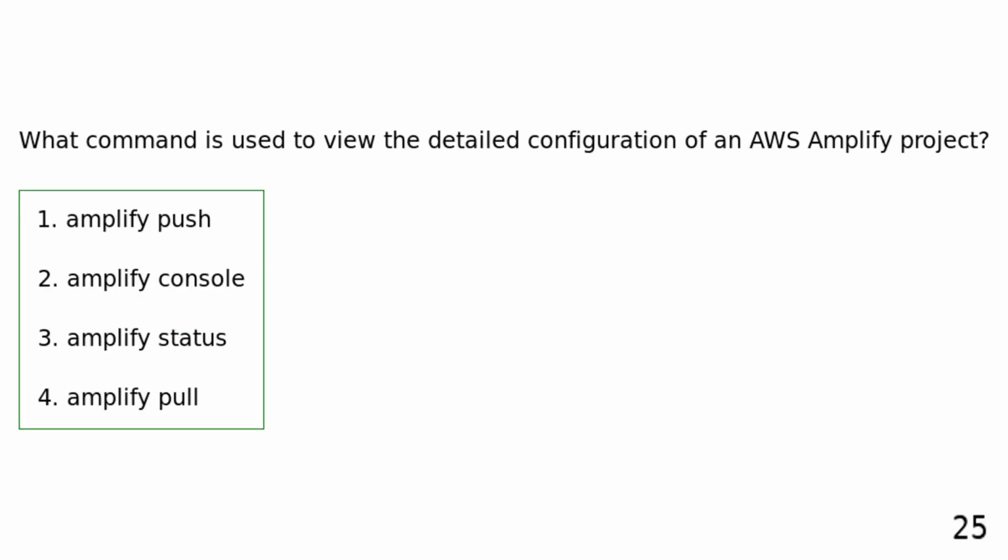control. What command is used to view the detailed configuration of an AWS Amplify project? Amplify push. Amplify console. Amplify status. Amplify pull. Amplify console displays detailed configuration information of an AWS Amplify project, including backend resources, environment settings, and deployment history.